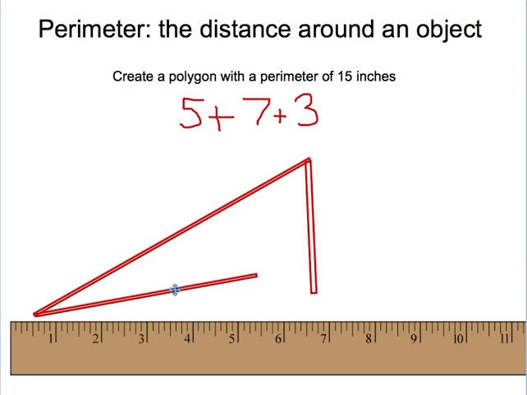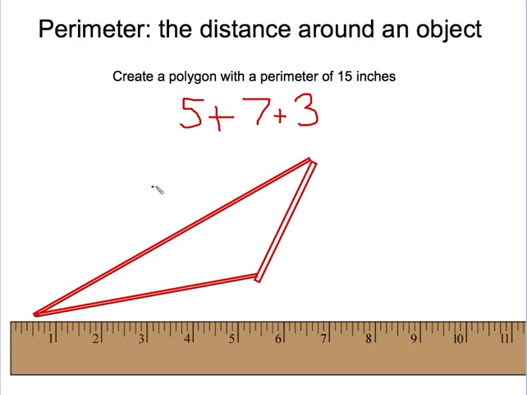And that got me closer, but still not quite where I wanted it to be. If I bend it just a little bit more, I'll be able to eventually get it close to making that triangle shape that I want. There we go. So you can see now I have a polygon, a closed shape with straight sides that has a perimeter of 15 inches.